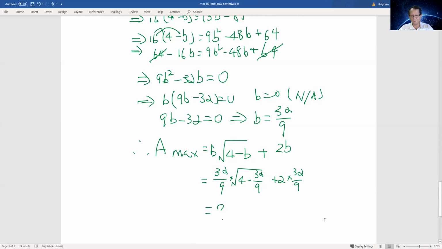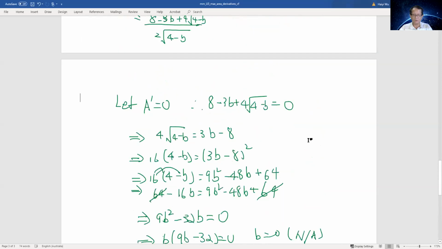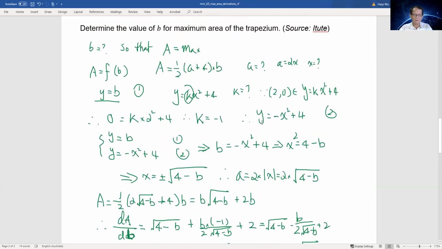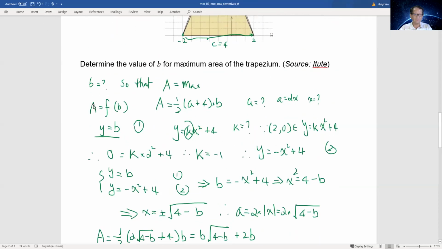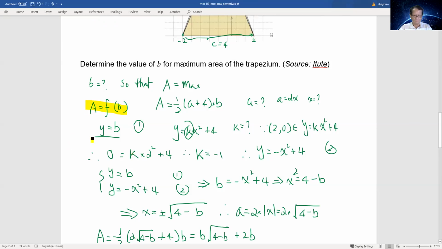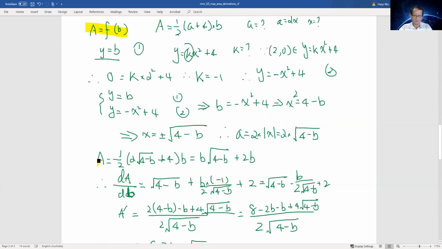So this is another question in relation to maximum area. Again, the critical point is to establish the relationship between the area and the variable you need to decide. In this case, it's the height of the trapezium. So let's highlight that. This is the critical point. So when you have decided that, you need to go through this formula by using the intersection point.